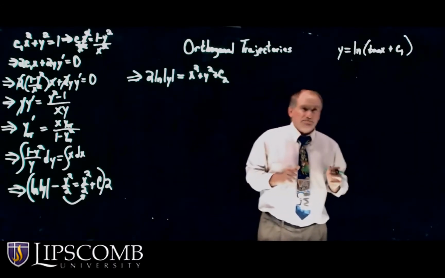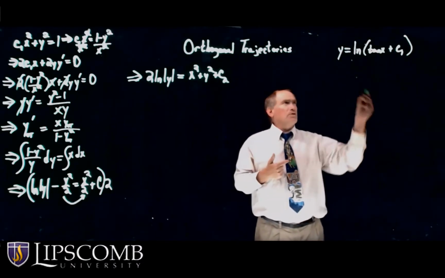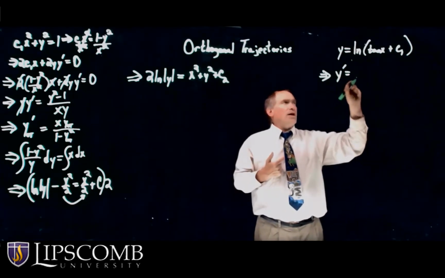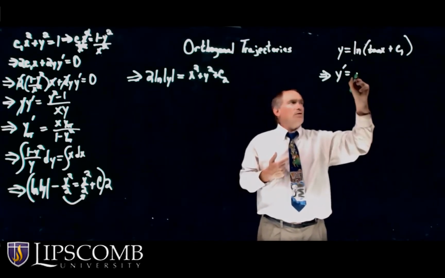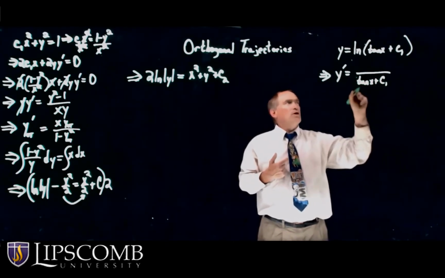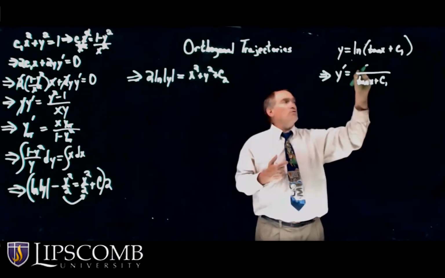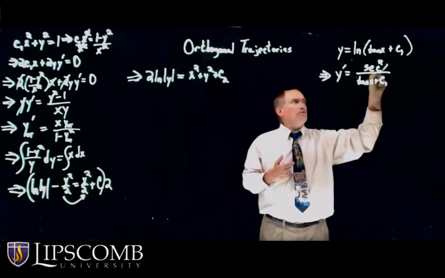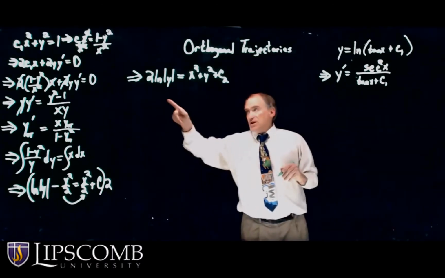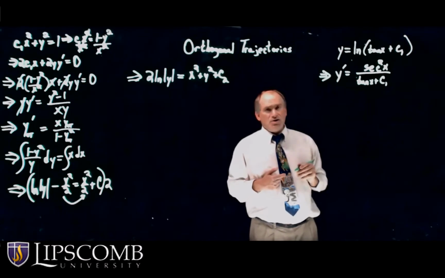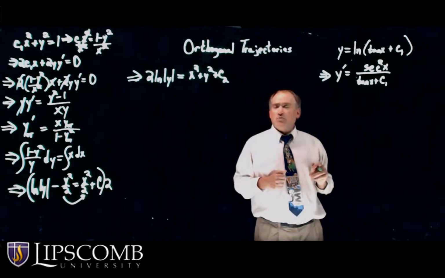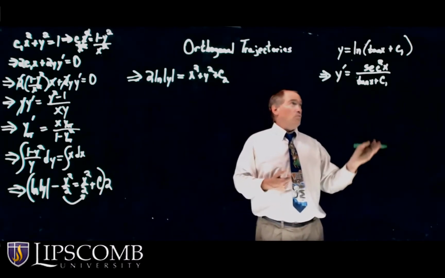Let's try this one. So first step, let's take the derivative. So think about it. So this would be 1 over tangent x plus c1 times the derivative of the inside, which of course is just secant squared x, because the derivative of a constant is 0. But I have the same trouble there. I've got an arbitrary constant in my differential equation. I don't want arbitrary constants in my differential equation. I never had them before. I don't want them now.